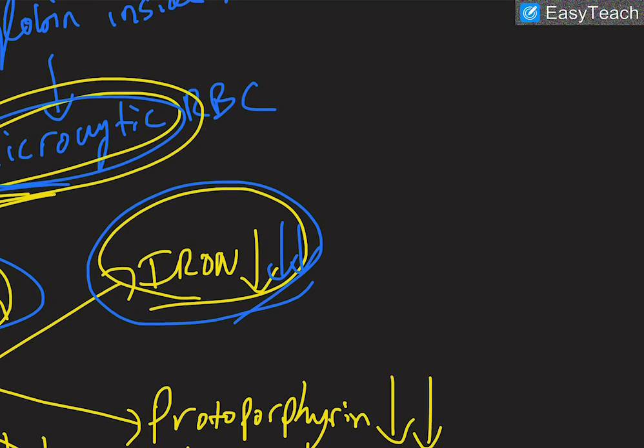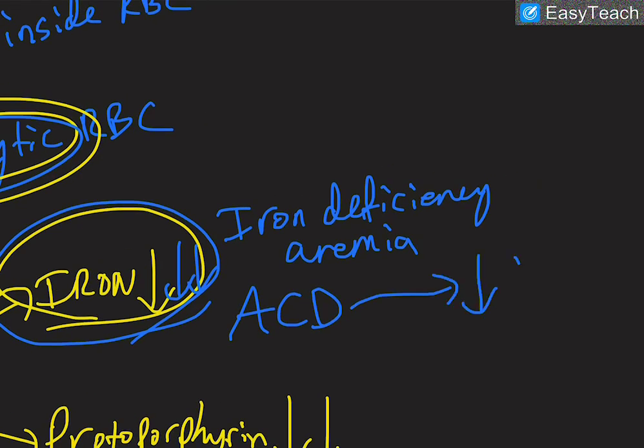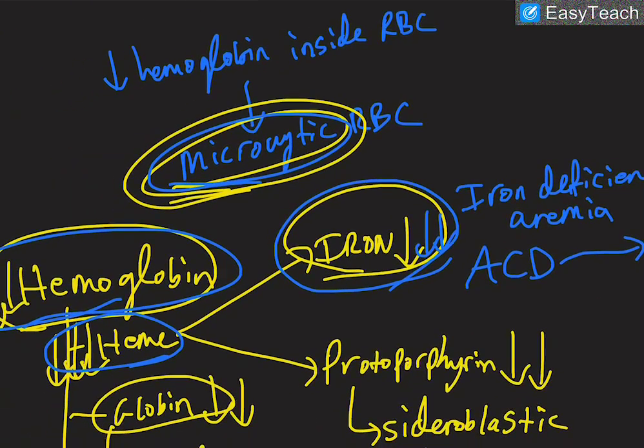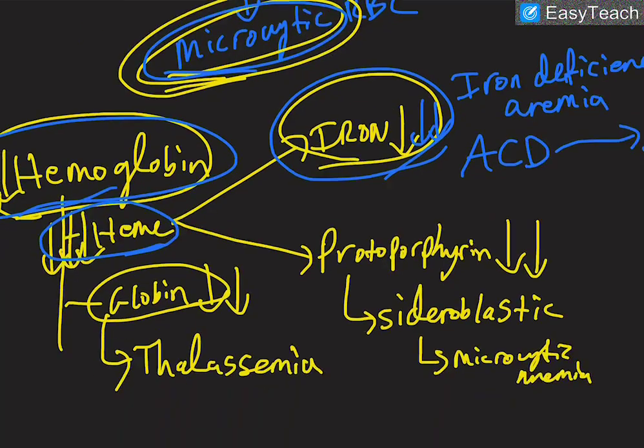But just know that not only do you get low iron due to iron deficiency anemia, but also in anemia of chronic disease, as we'll see later, you have low serum iron. And that's why you're going to have low iron, which means you're going to have low heme, low hemoglobin, microcytic anemia. So those are the four main types of microcytic anemia.